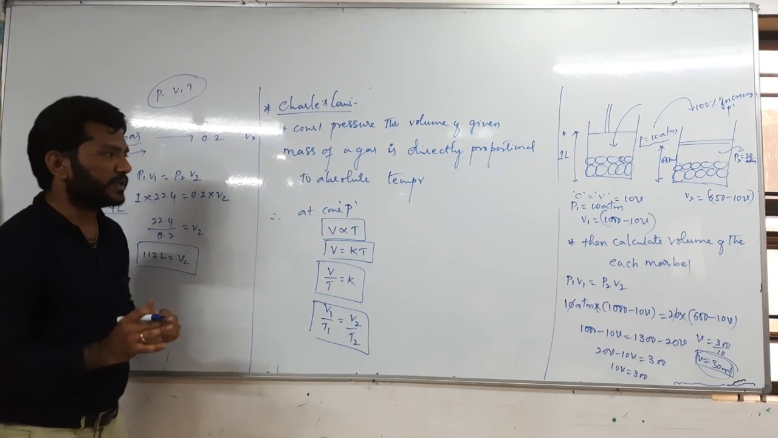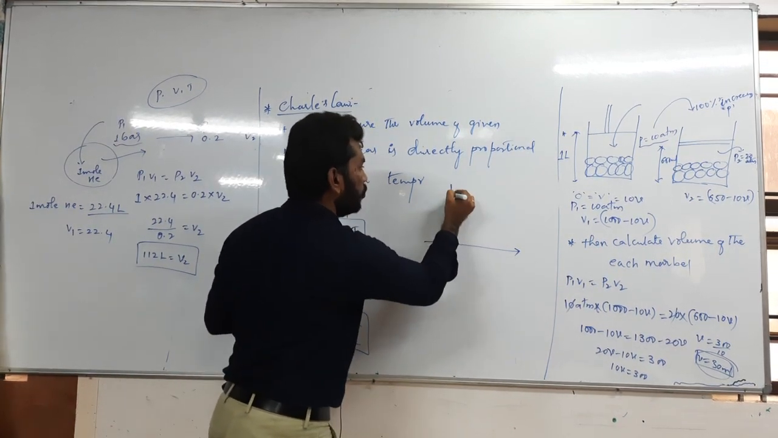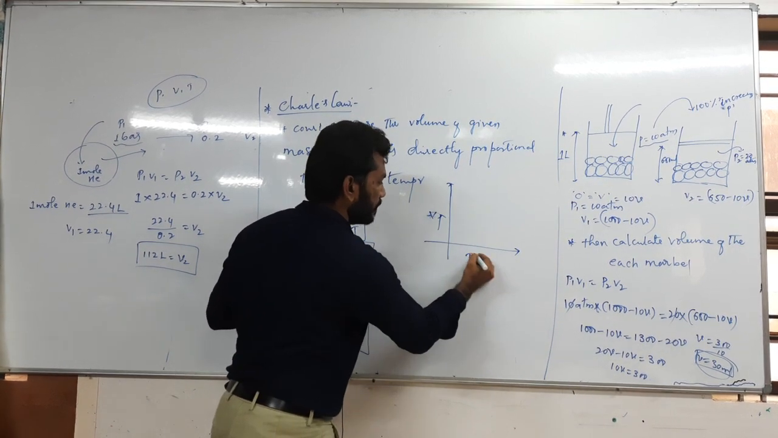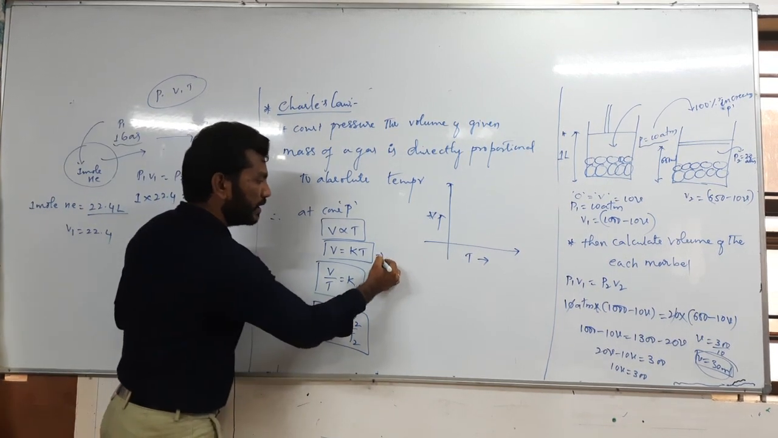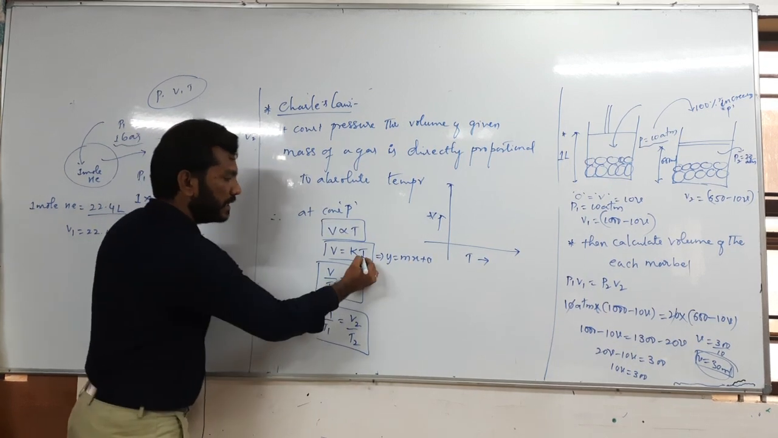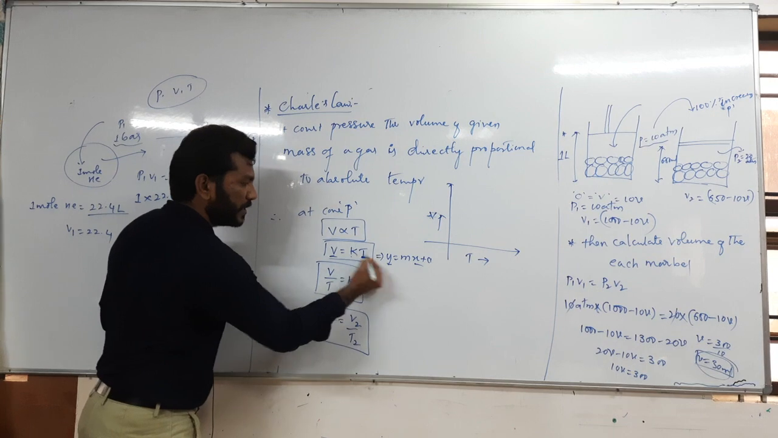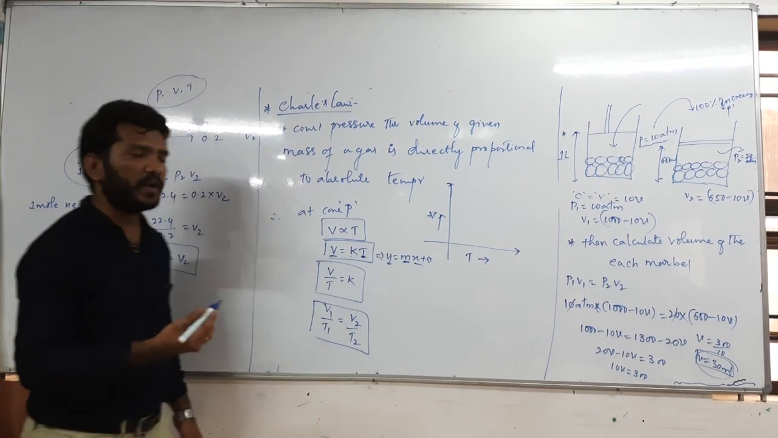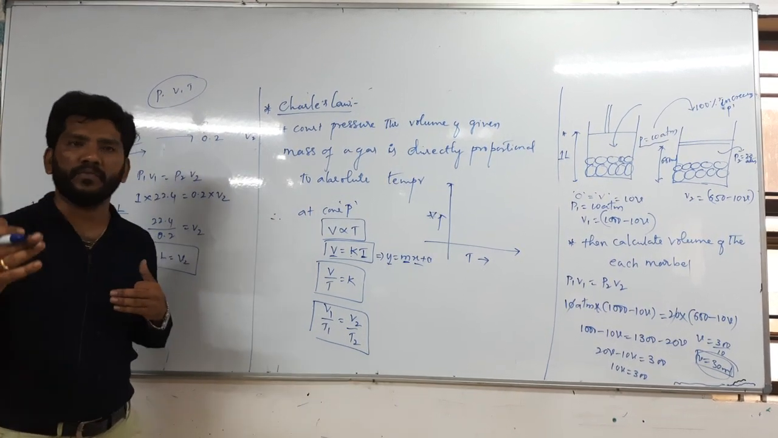Suppose you plot a graph between volume versus temperature. Just look here, y equals mx plus c, where temperature is taken as the x axis, volume is the y axis, and the slope is m. So what we are going to get is a straight line equation. Any equation that resembles a straight line equation gives a straight line.